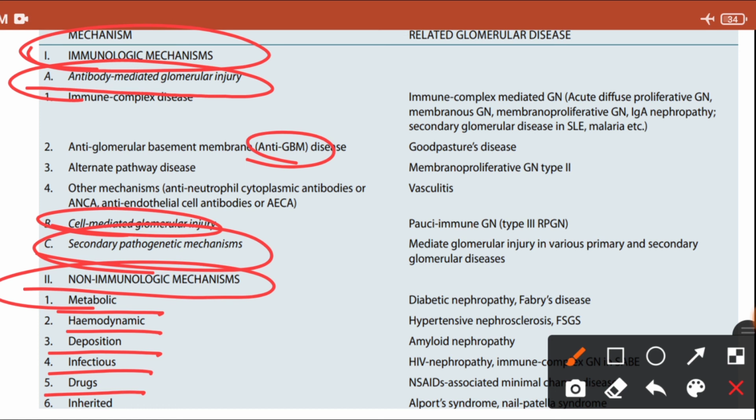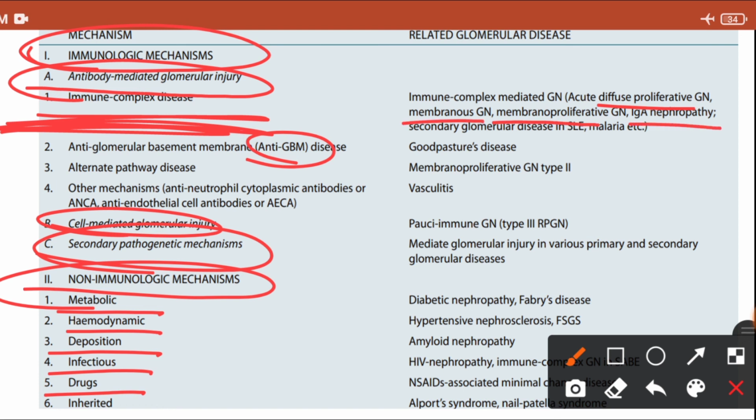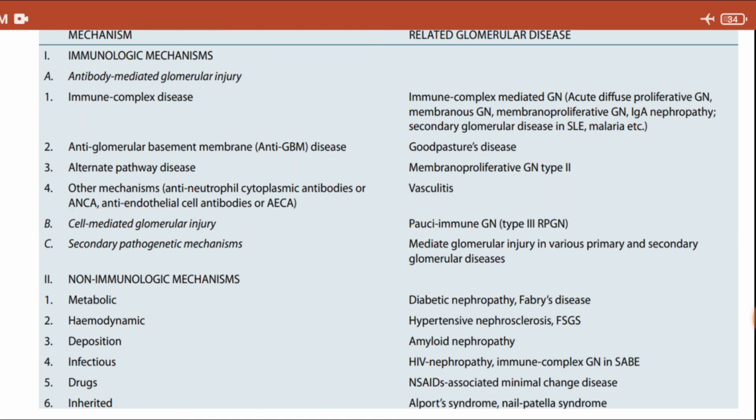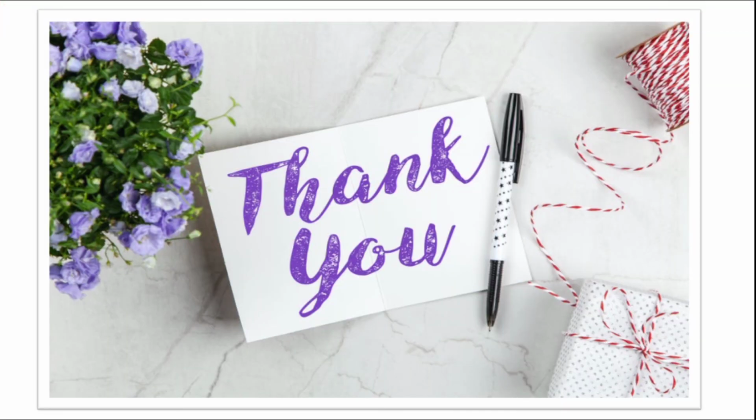The example of antibody mediated injury is the immune complex. The main mechanism is immune complex mediated injury. The examples are diffuse proliferative glomerulonephritis, membranoproliferative, IgA nephropathy, membranous nephritis, understand. And the example of anti-GBM is Goodpasture. The alternate pathway system operates in membranoproliferative type 2, right? And the cell mediated mechanism operates in the pauci-immune type 3 variety of RPGN. We will see each mechanism in detail in individual types of nephrotic syndrome. So this is all about the various pathogenesis of glomerular injury.